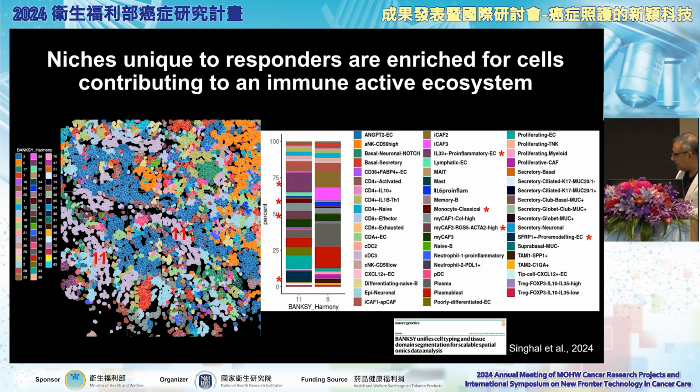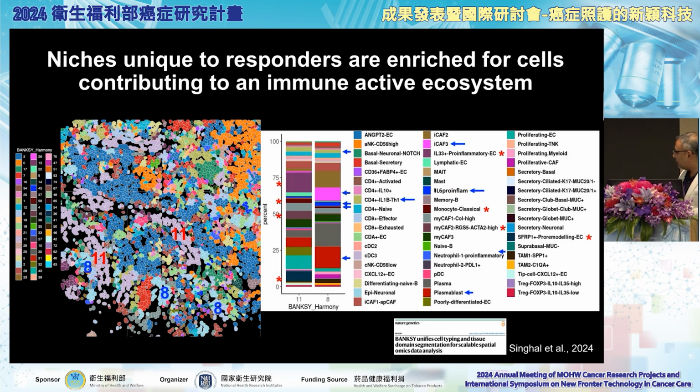And what we find is, I'm going to just highlight 2 different niches. One is niche 11, and you can see it in this light mauve or light purple here. And these are enriched for classical monocytes, inflammatory endothelial cells, pro-remodeling endothelial cells, as well as pericytes.